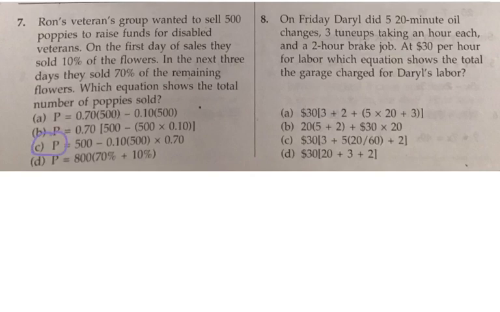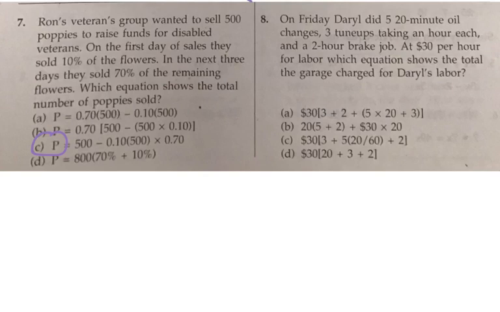On Friday, Daryl did 5 20-minute oil changes, 3 tune-ups taking an hour each, and a 2-hour brake job at $30 per hour for labor. Which equation shows the total the garage charged for Daryl's labor?